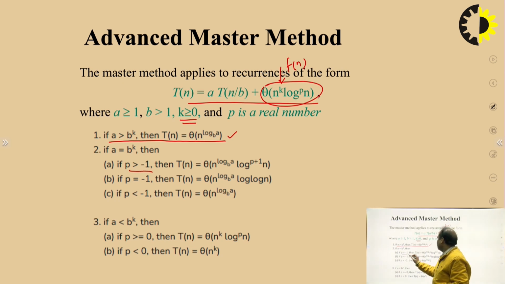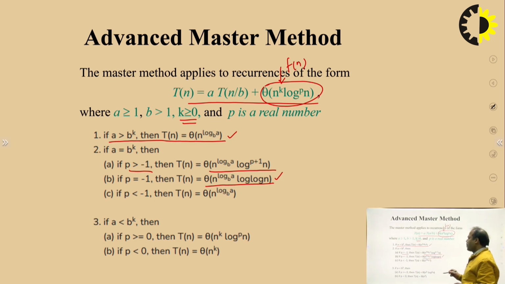If p is greater than -1, this is the solution: n to the power log a base b times log to the power p plus 1 of n. If p equals -1, then this is the solution, which is a very important case to note. And if p is less than -1, then T(n) is n to the power log a base b.